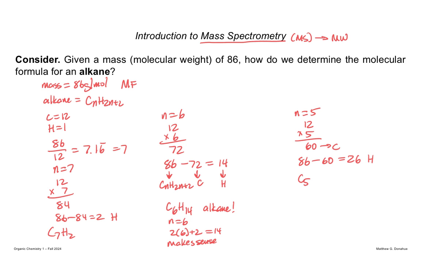So C5H26. And we recognize that for n equals 5, 2 times 5 plus 2, that's 12 hydrogens. So 26 hydrogens for 5 carbons is no good. So this is basically confirming our molecular formula that for a mass of 86, it has to be C6H14.